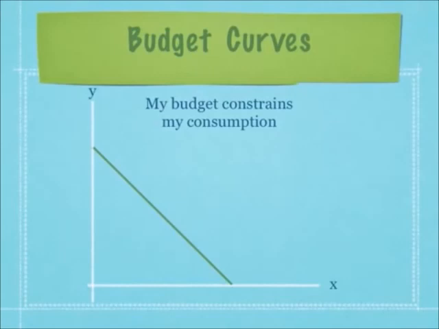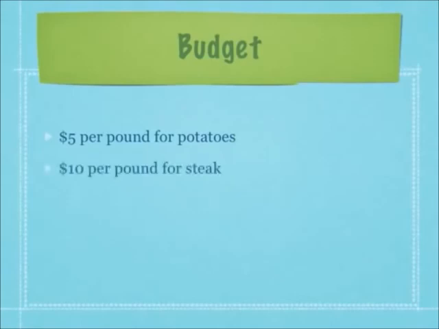My budget curve constrains my consumption. If I don't have a budget, I can consume as much as I want. So, $5 per pound of potatoes, let's make that assumption. Let's assume it is $10 per pound for steak. And my income is $1,000. My equation looks something like this.